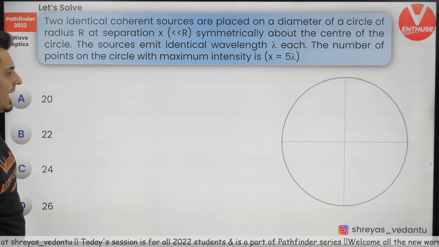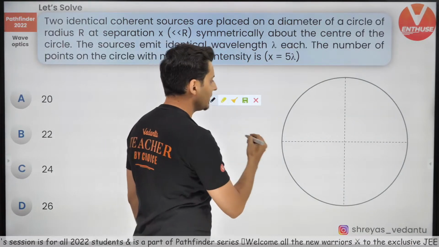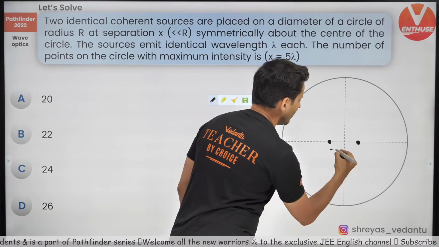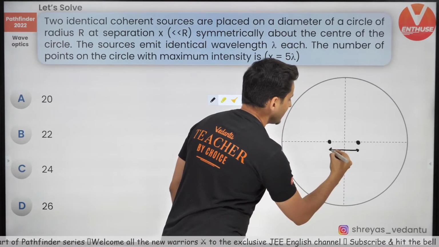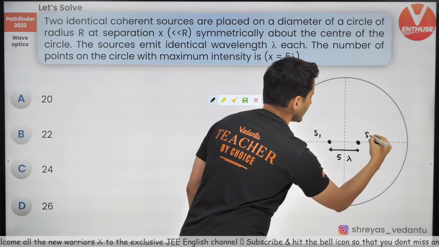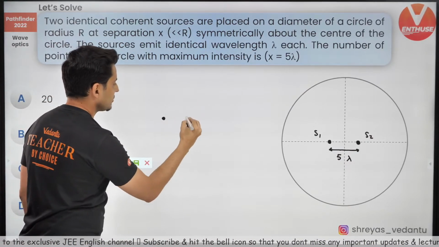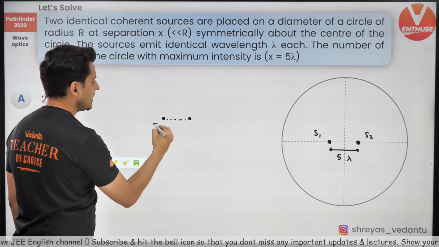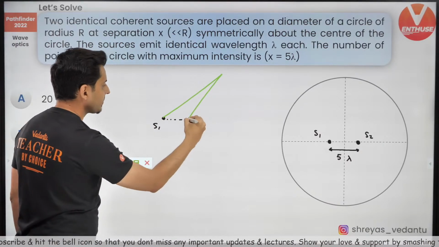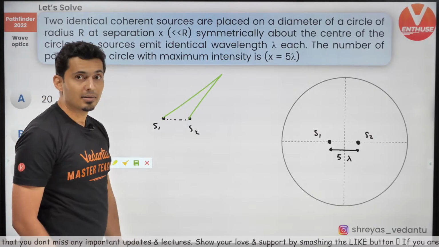So let's start with the diagram. Here's how the diagram looks, and let me just show the two sources out here. Let's say this is source 1 and this is source 2, and the separation between them obviously is 5 times lambda. This is S1 and this is S2. Now I want you to realize this. There is a separation between them. Now when you are anywhere on that circle, let's say at this point, one wave has to travel maybe more or less than the other. So that creates a path difference.